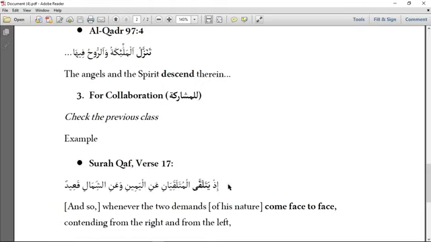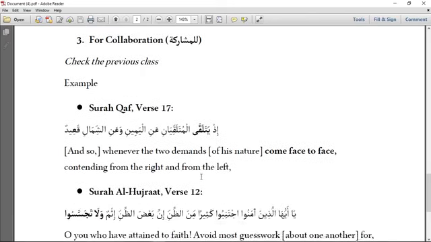So it says, whenever the two that want to meet, when they meet one another, when they come to face one another, yatalaqqa. So this is the mudari. The madi is talaqqa. So yatalaqqa, when they come to meet one another, it has to be mutual, not one goes to meet the other. They meet one another. So that is collaboration, mutual actions.